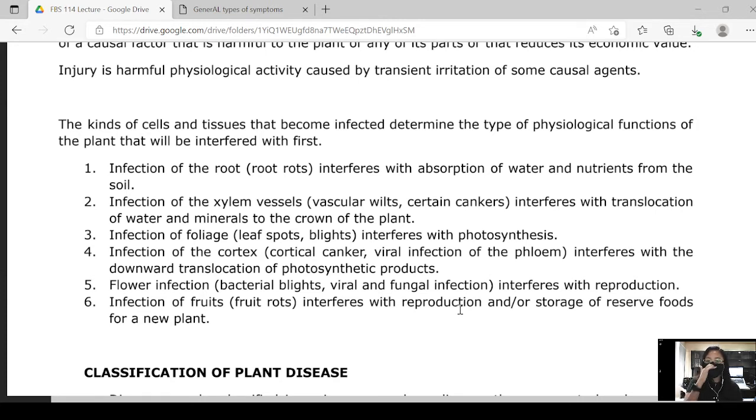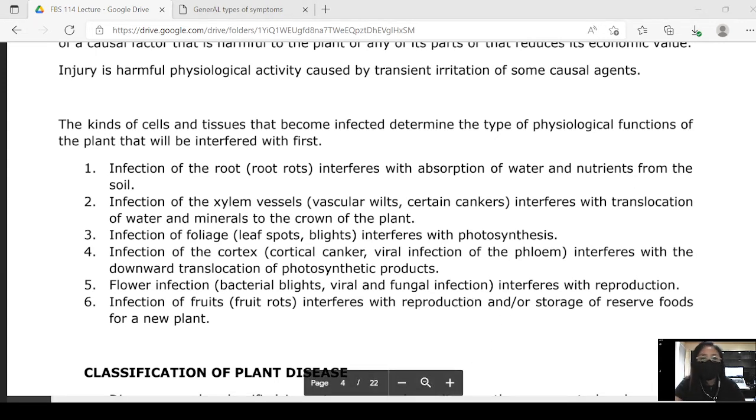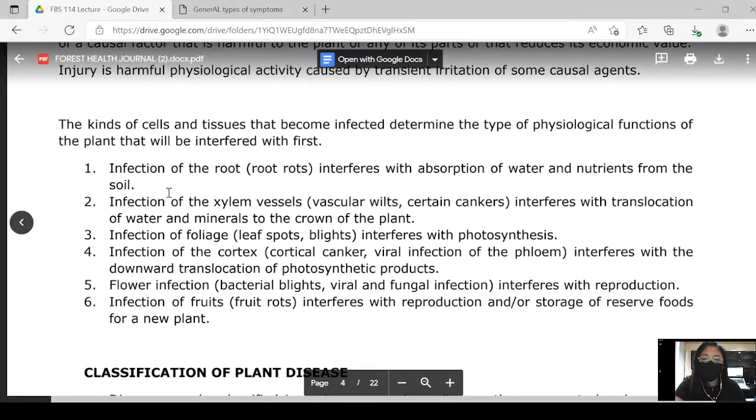So, if the root is affected, it interferes with the absorption of water and nutrients from the soil. The one responsible for conducting or transporting water is the xylem. And we have infection of xylem vessels.